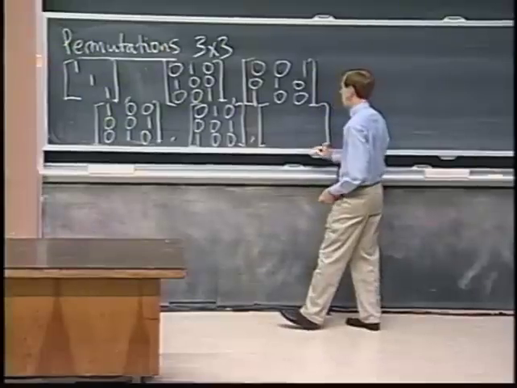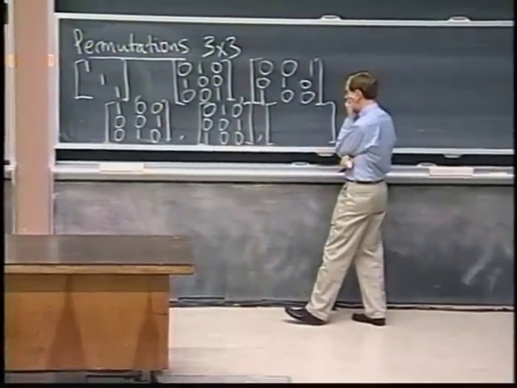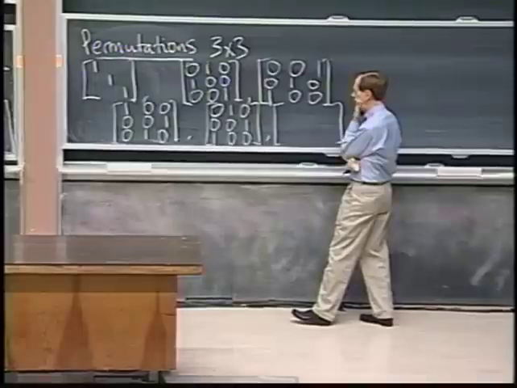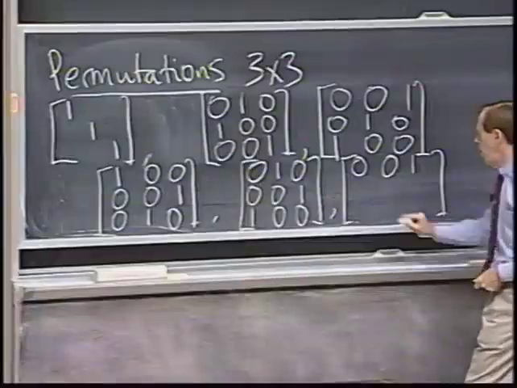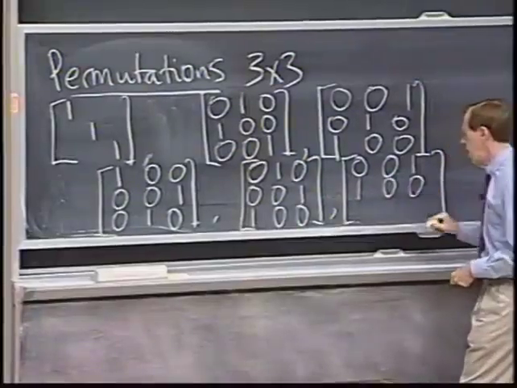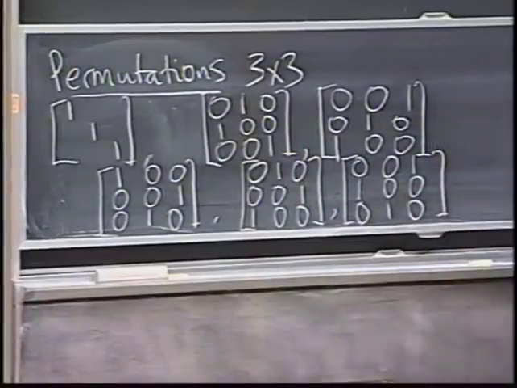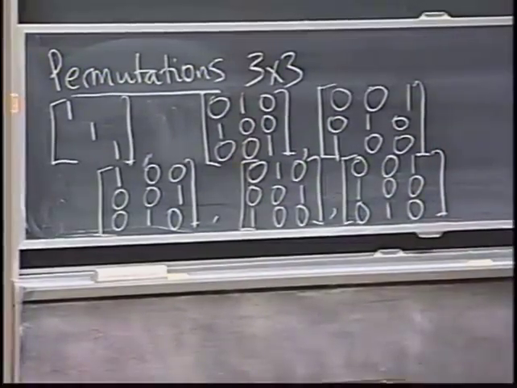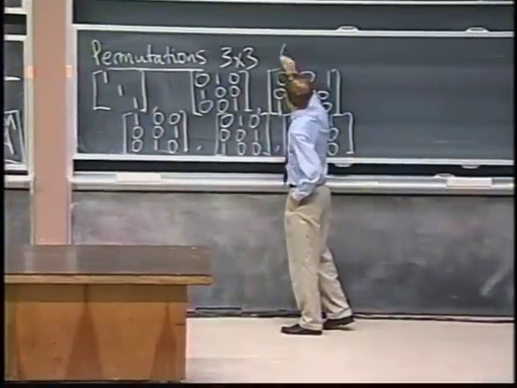Let's see, what's left? Is it 0, 0, 1? Okay. 1, 0, 0. Okay. 0, 1, 0. Okay. Great. 6. 6 of them. 6 P's.